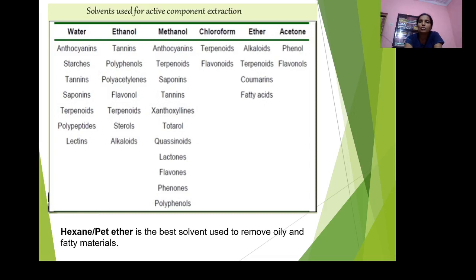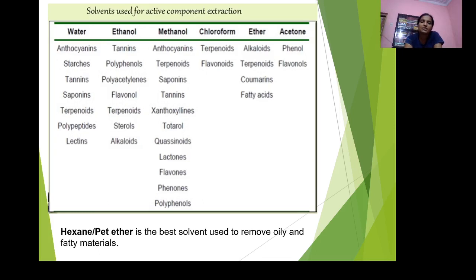Then by using chloroform, terpenoids as well as flavonoids are extracted. Then by using ether, alkaloids, terpenoids, coumarins and fatty acid active components are extracted. Next, by using acetone, phenols and flavonols are extracted as components of extraction using acetone as a solvent.